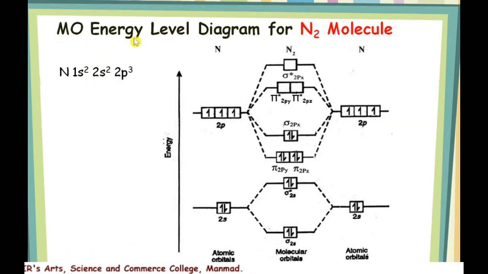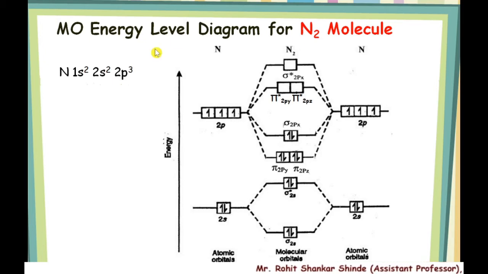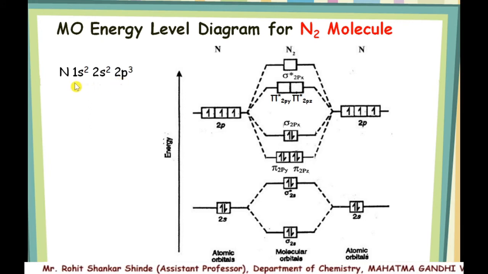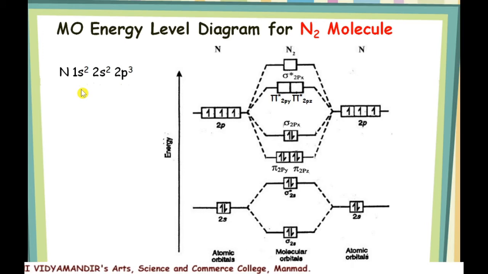Now let us see the MOT diagram for N2 molecule. N2 molecule is formed by combination of 2 nitrogen atoms. Each nitrogen has electronic configuration 1s2, 2s2, 2p3. The 1s orbital is lower in energy, so it does not take part in bonding, and hence 1s orbital remains as non-bonding orbital. Only the 2s and 2p orbitals with their electrons take part in bonding.